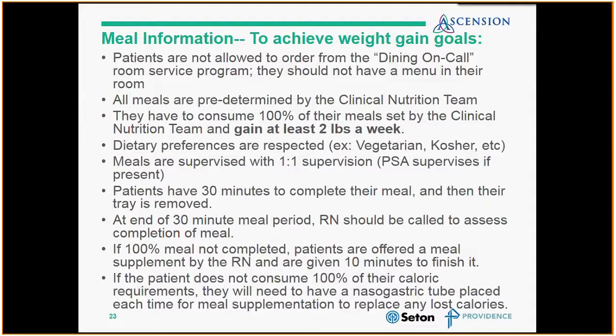Patients have 30 minutes to complete their meal, and then their tray is removed. At the end of the 30-minute meal period, the RN should be called to assess meal completion. If 100% of the meal is not completed, patients are offered a meal supplement by the nurse and given 10 minutes to finish it. If the patient does not consume 100% of their caloric requirements, they will need to have a nasogastric tube placed each time for meal supplementation to replace any lost calories.